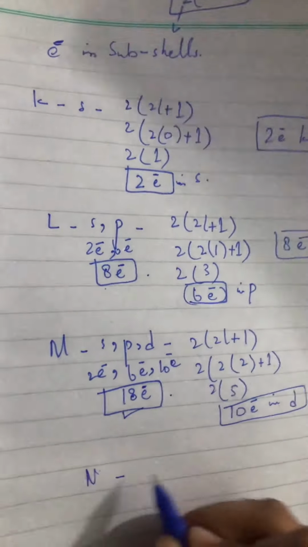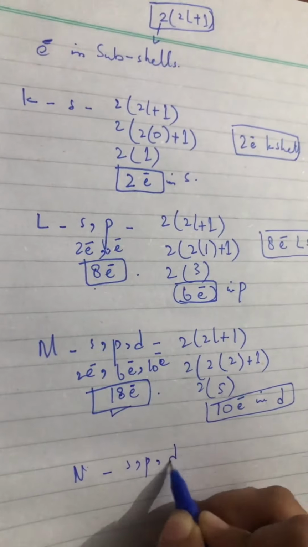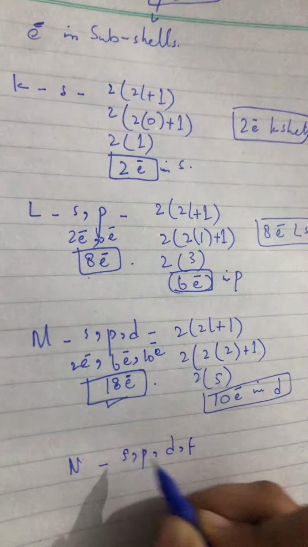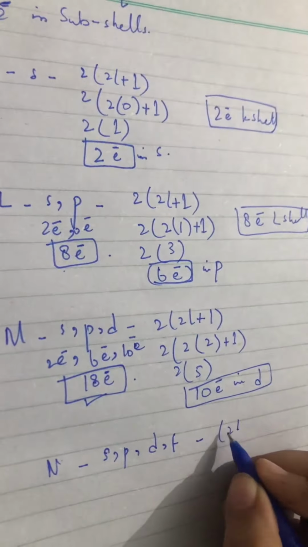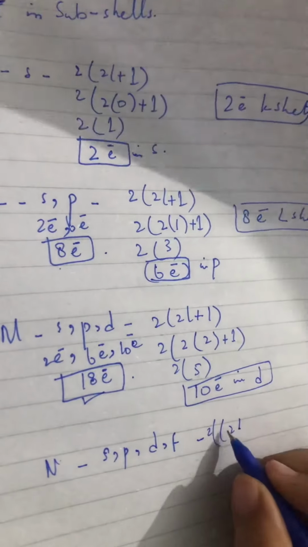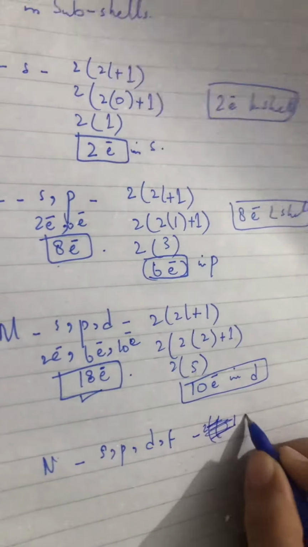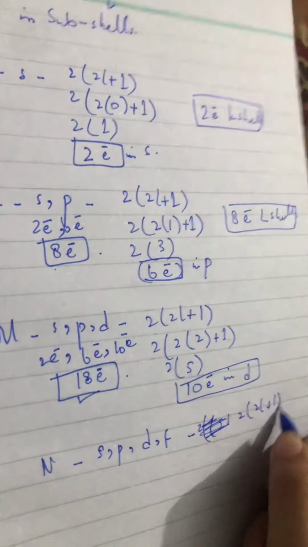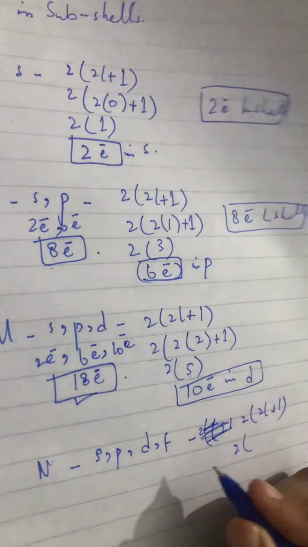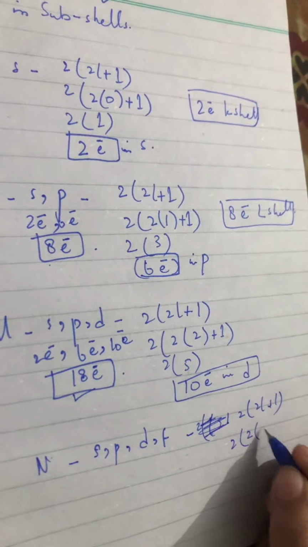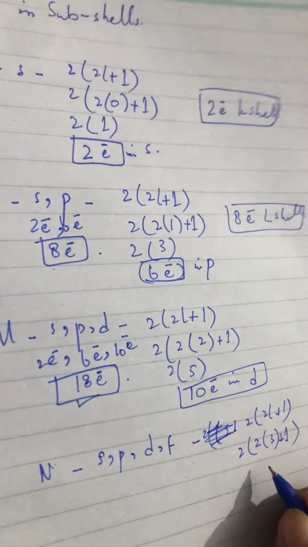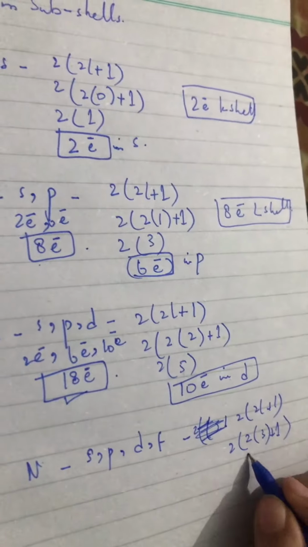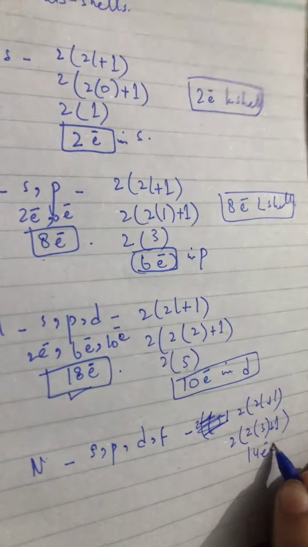Okay, now N, S, P, D, F. Here we have 2 times (2L plus 1). The azimuthal number of F is 3. So 2 times 3 is 6, 6 plus 1 is 7. 2 times 7 is 14. 14 electrons in F.